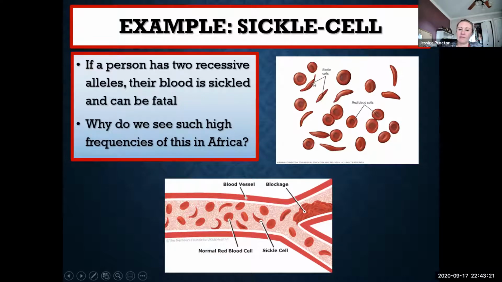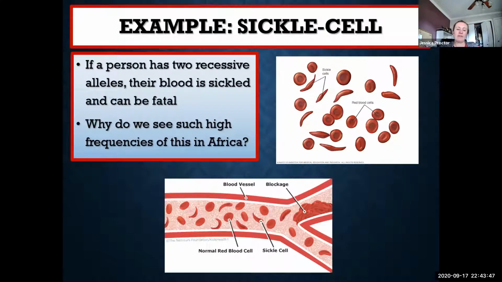So the red blood cells, instead of being nice and healthy like this normal red blood cell, nice and circular, a sickled red blood cell has a sickle shape. And what happens is it results in blockage and blood clotting, and it prevents oxygenated blood from reaching all the vital organs. So those that have sickle cell end up generally dying before reproductive years unless there's medical intervention.